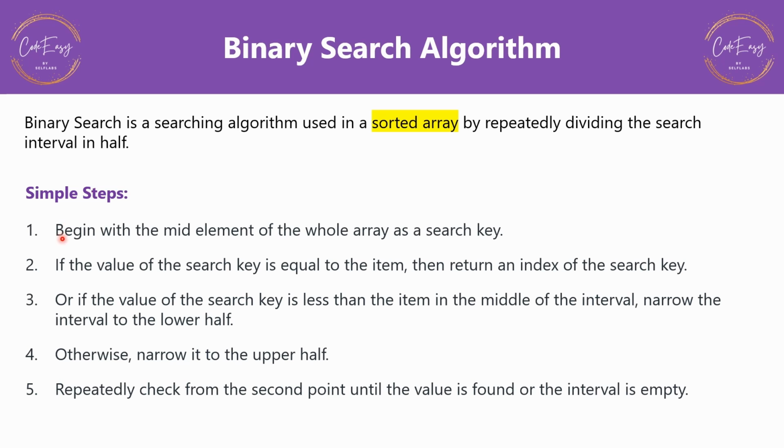So what do you do? Begin with the mid element of the whole array as a search key. So you have been given an array, so find out the mid element, like how we found out a card with number 4 on it. So if the value of the search key is equal to the item, then it's well and good, return the index of the search key. If not, then you have to find the relation between the search key and that element. Okay, so if the value of the search key is less than the item, narrow the interval to the lower half, which means go to the left half of the array, else go to the right half of the array. Then once you go to the left or right half, repeat the same algorithm.